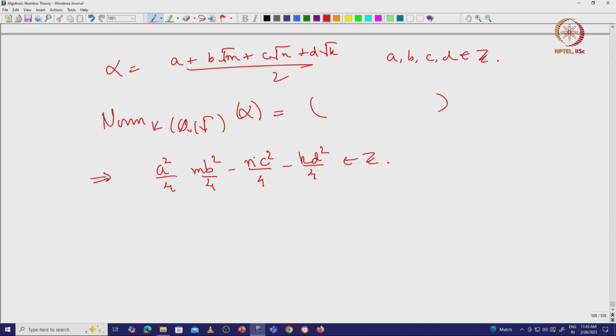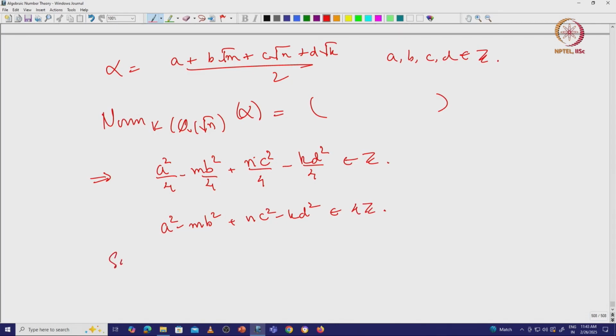So, let me try this, and then it will be something like this, right. So, this has to be in z now, which means that a square minus m b square plus n c square minus k d square is in 4z, right. And again I will do the same kind of analysis.